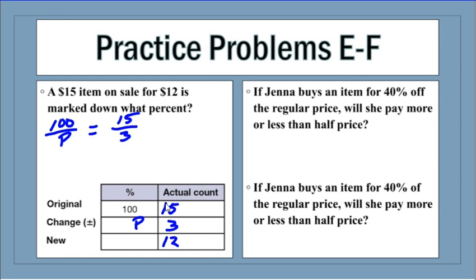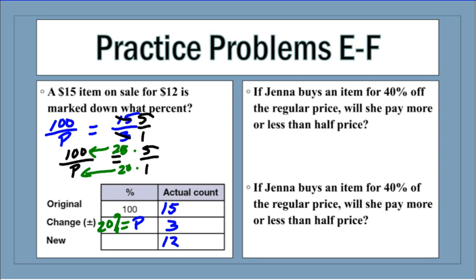And I can simplify this, divide this by 3. So this would be 5 over 1. So now I have 100 over P equals 5 over 1. If I go in reverse, I know 5 times 20 gives me 100. So 1 times 20 would give me my P. P would have to be 20% marked down.